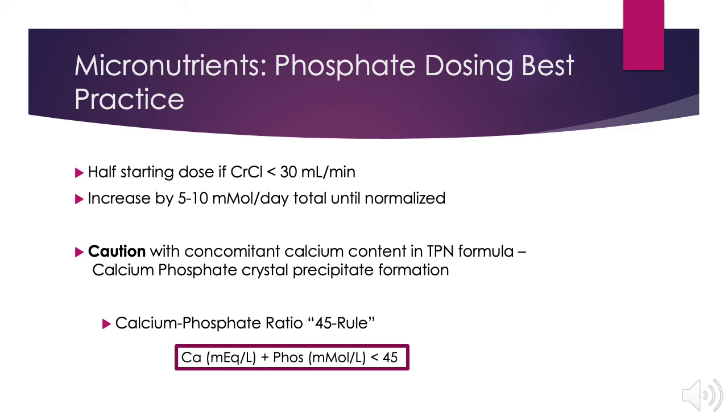Calcium and phosphate crystals may precipitate in solution and can cause a lot of complications to our patients. The calcium-phosphate ratio is calculated by something called the 45 rule, and the equation is here at the bottom of the slide. It is the calcium content in mEq per liter plus the phosphate content in millimoles per liter, and this value should always give you less than 45. If you exceed 45 when adding these two values, the chances of precipitating in solution are elevated.